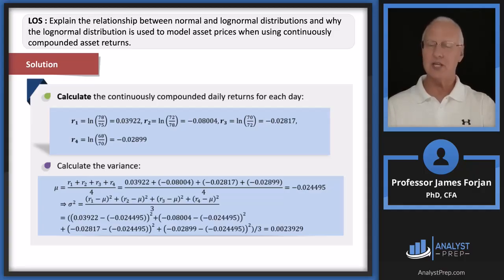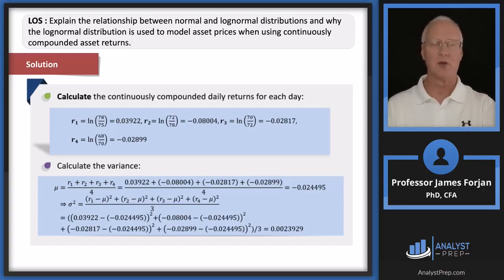But we're doing this continuously, so we're going to say F over P, we're going to say 78 over 75, and then we're going to hit our LN button on the calculator. So if you do that 4 times, right, we have 5 days, so you have to have n minus 1 returns, so 4 times. So you get, what is that? 39.22, and then 80.04, 28.17, 28.99.